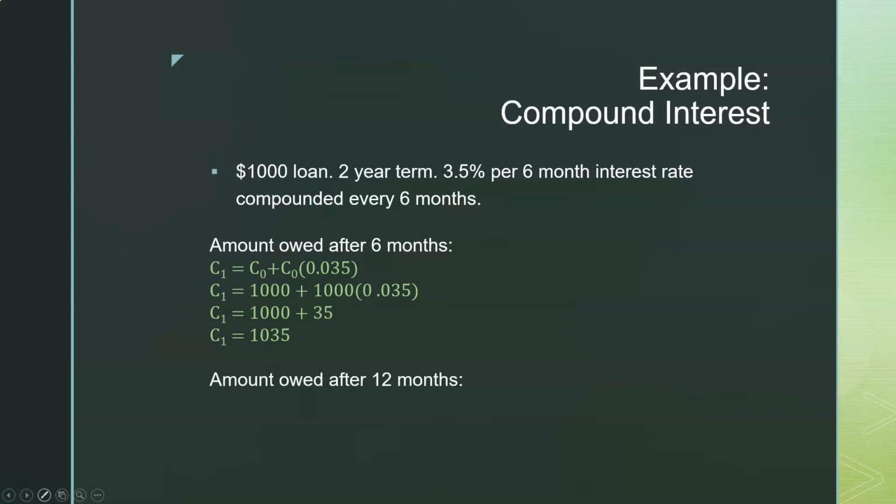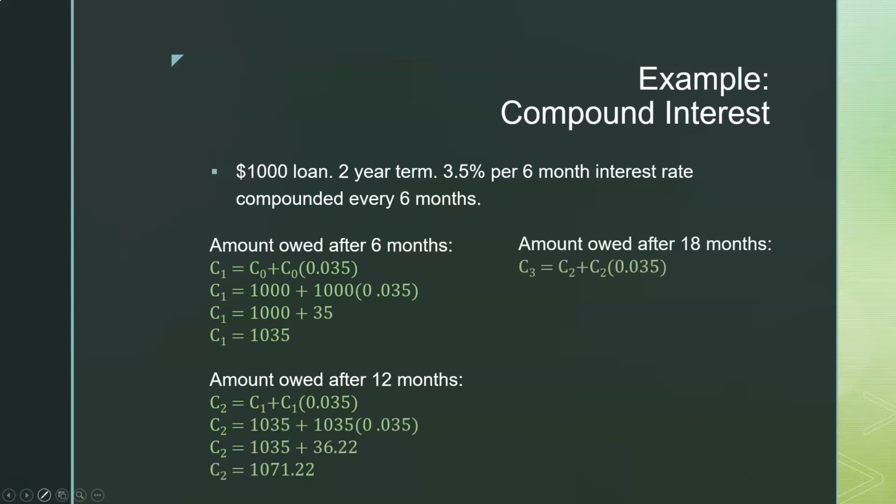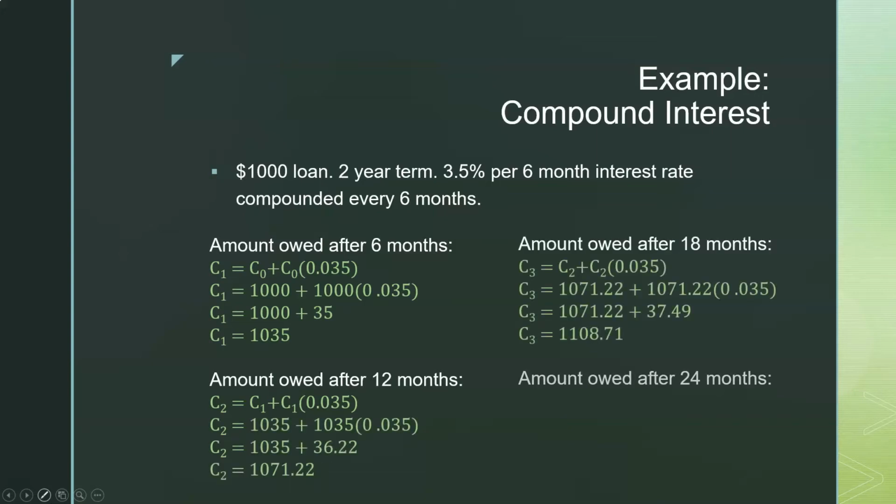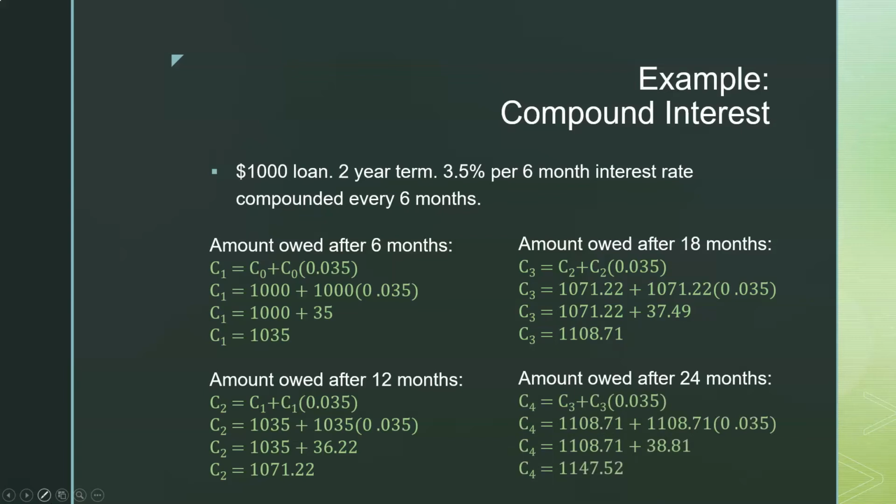Now the amount owed after 12 months, C2 is equal to C1 plus C1 times 0.035. Now we look at it after 18 months, we follow through that process, and when we get to the end, we see we've got a value of 1147.52. So by compounding it twice a year, every 6 months, we end up with a higher value than when we first started with the compounding just at 7% compounded annually.